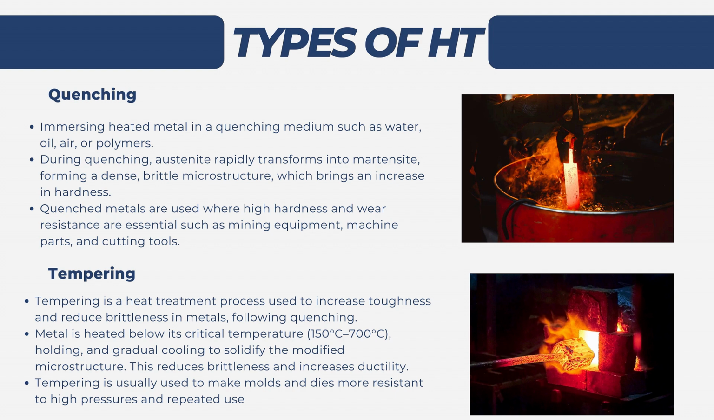Tempering heats the material below the critical temperature, ranging from 150 degrees Celsius up to 700 degrees Celsius, which is then held hot and gradually cooled to solidify the microstructure. And this process reduces the brittleness and increases ductility of the material.